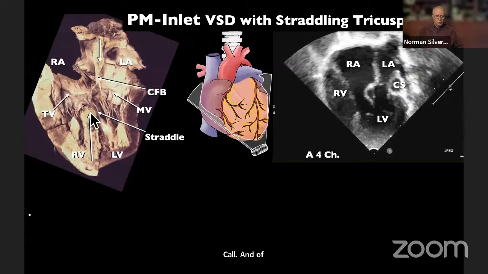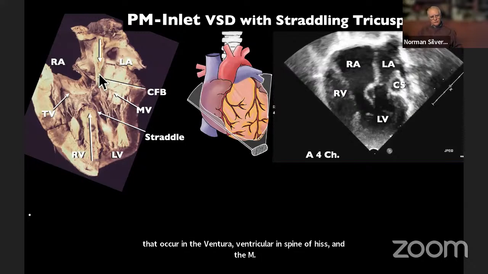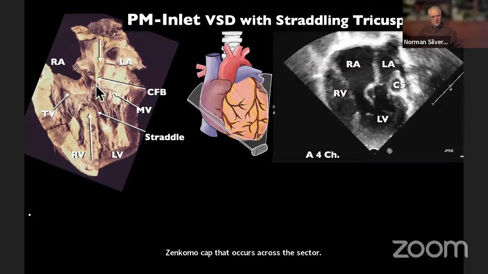And the other hallmark feature of a straddling tricuspid valve is the disassociation between the atrial and ventricular septum, a malalignment. It looks like they could never go together. And this is probably related to the anomalies that occur in the ventricular spine of His and the mesenchymal cap that occurs across the septum. Here it is fused, and you can see the tricuspid and mitral valve orifices attached separately here.